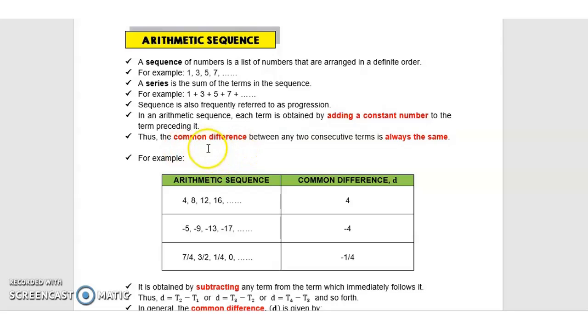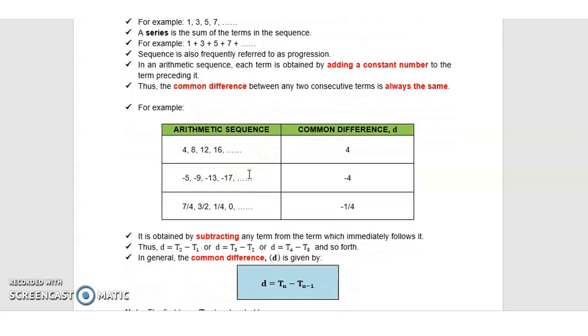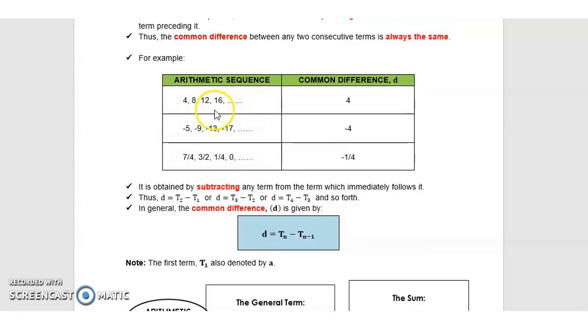Now look at what is meant by common difference. Look at this example. The first sequence that we have here is 4, 8, 12, 16 and so forth. The first number is 4, the second term is 8. From the first term, how do we get the second number? And from the second number, how do we get the third number? 4 plus 4, we get 8. And then 8 plus 4, we get 12. So that is what is meant by the common difference between any two consecutive terms being always the same.